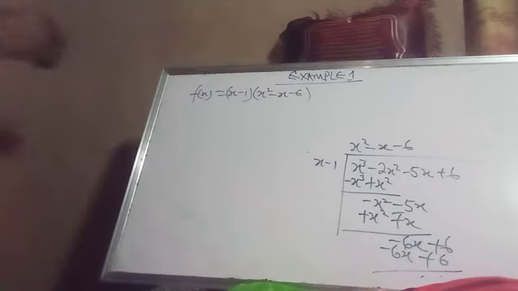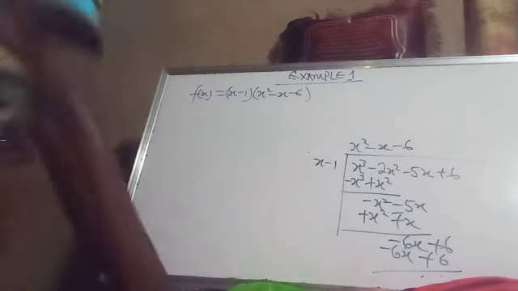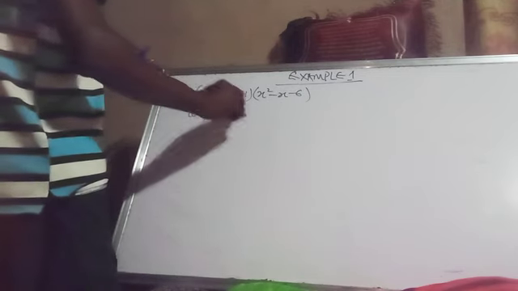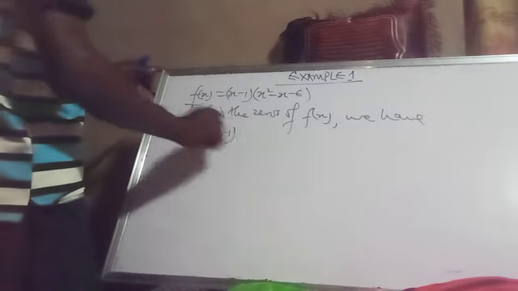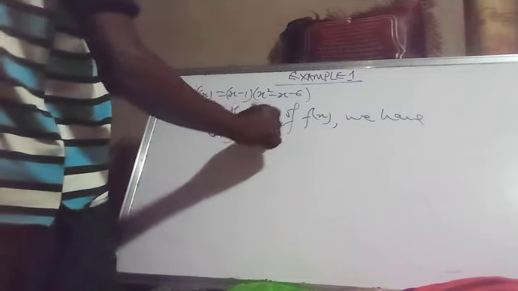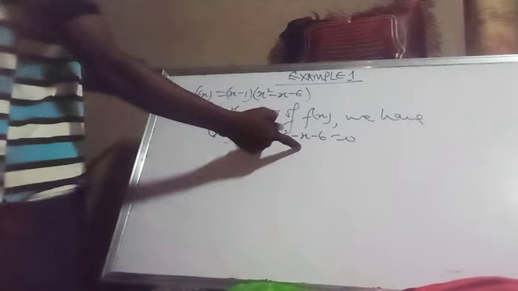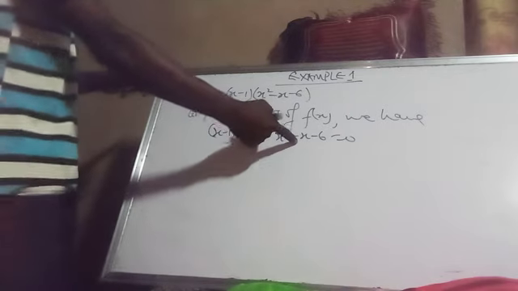Okay? Now, let's equate this f of x that we have just gotten. We want to find the zeros of f of x. How do we get the zeros? To find the zeros of f of x, we have each of these functions equated to 0. So x minus 1 is equal to 0, and x squared minus x minus 6 equals 0. Now this one is clear. We can easily get the zeros of this. Now this one is a quadratic equation. That means we still have to factorize this one to get the zeros of x there.